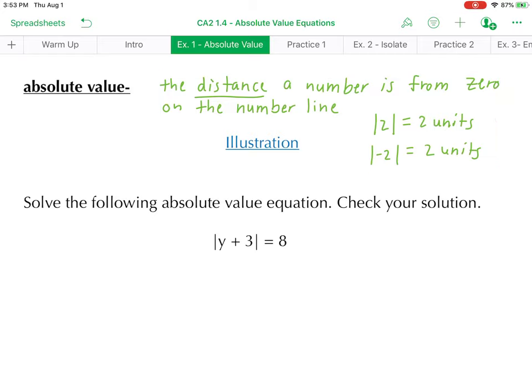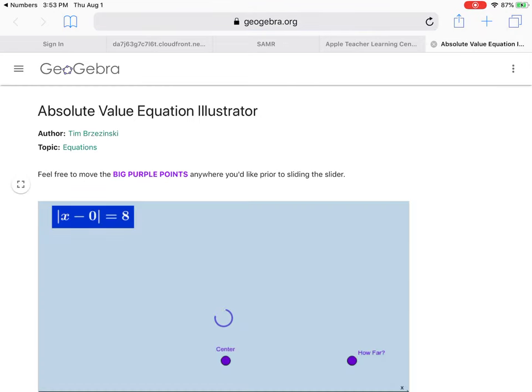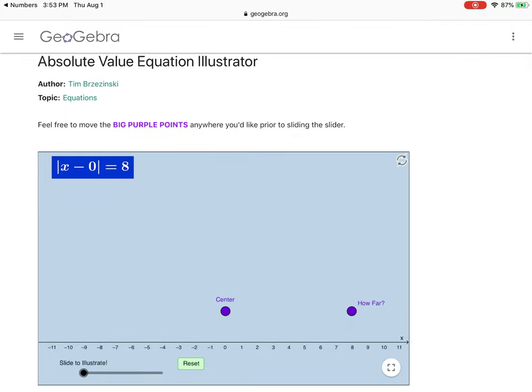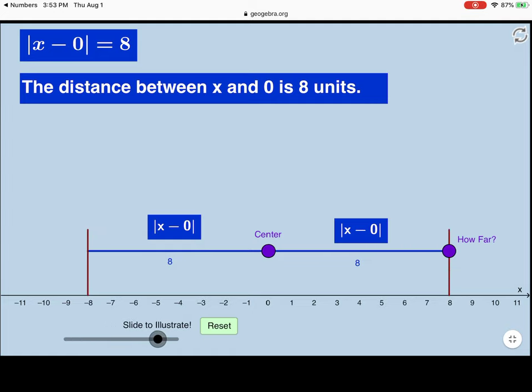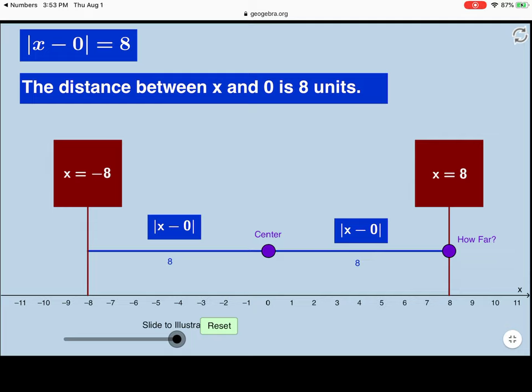And then if we click on this illustration, open this link, we're going to have a nice visual of what it means to actually solve an absolute value equation here. Notice the equation in the top left. We have the absolute value of x minus 0 equal to 8. That's the same as just saying the absolute value of x equals 8. I'm looking for any number on the number line that is 8 units exactly from 0. So we'll slide down here, going in either direction from 0, the center. We can see that both x equals 8 and x equals negative 8 are solutions to this equation.